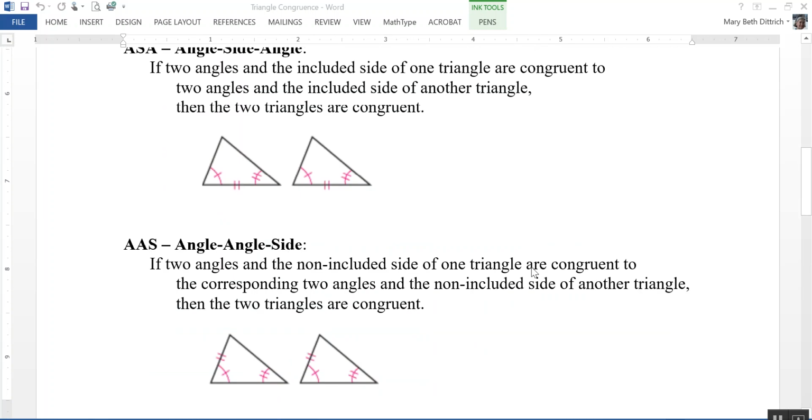And AAS is angle, angle, side. If two angles and the non-included side of one triangle are congruent to the corresponding two angles and the non-included side of another triangle, then the two triangles are congruent. So here you can see that we have two angles of this triangle congruent to two angles of this triangle, and the corresponding sides that are marked as congruent are not between the two angles. It's not an included side. So that's why it's called angle, angle, side.